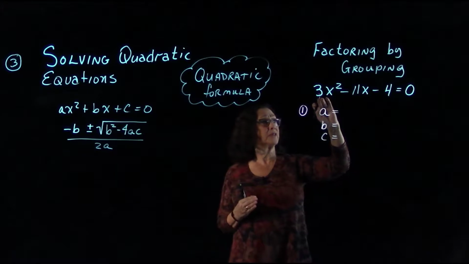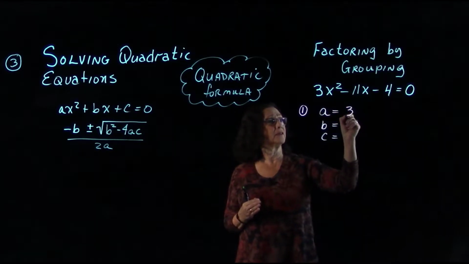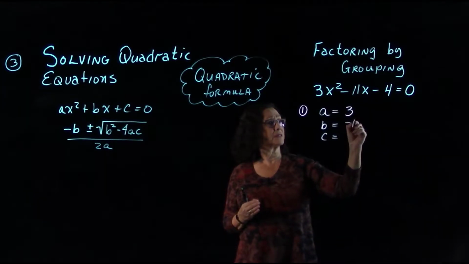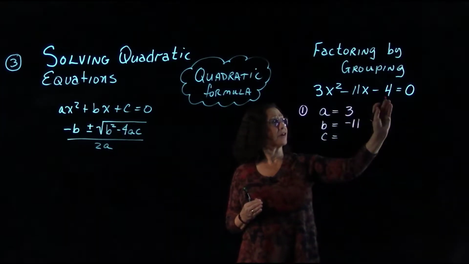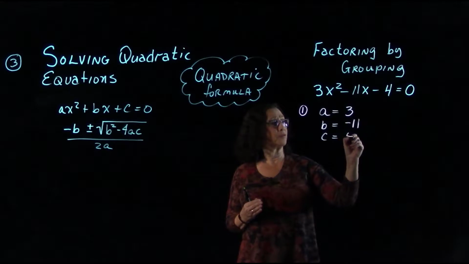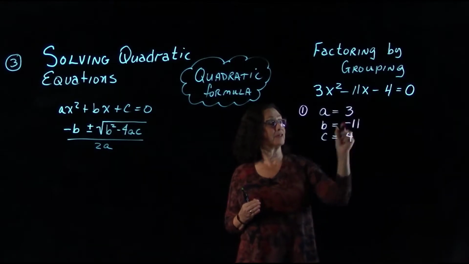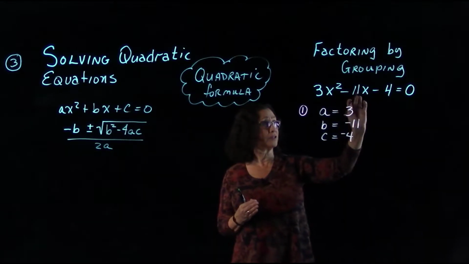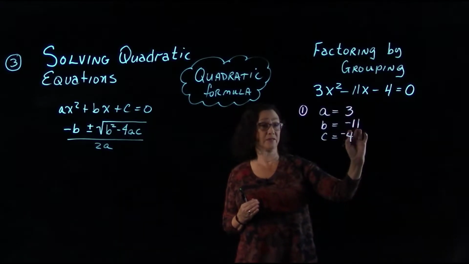The coefficient of the x squared is our a. The coefficient of our linear term is minus 11. And our constant is the number 4, and it's a negative. So make sure you take these subtraction signs and use them as your negative signs.